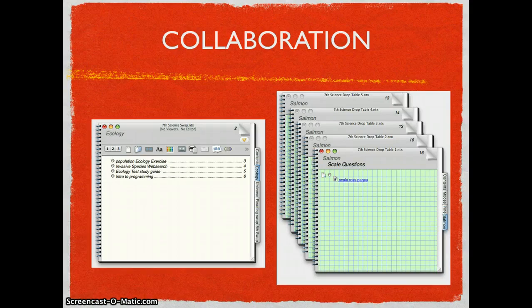Once they complete the documents, I share a different notebook. It's called the 7th Science Drop, and this is where students take their completed work and they drop it into the notebook. One of the real benefits to this is it's leading toward a paperless classroom.